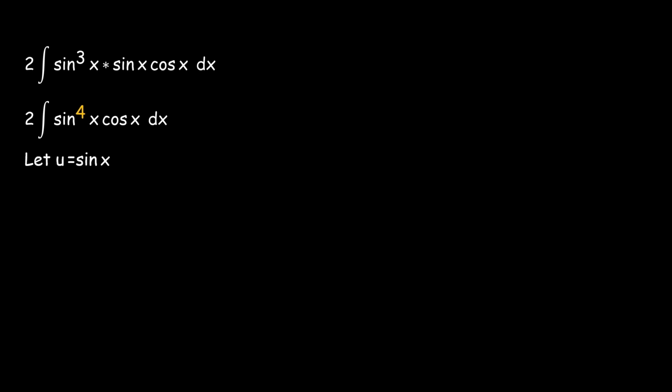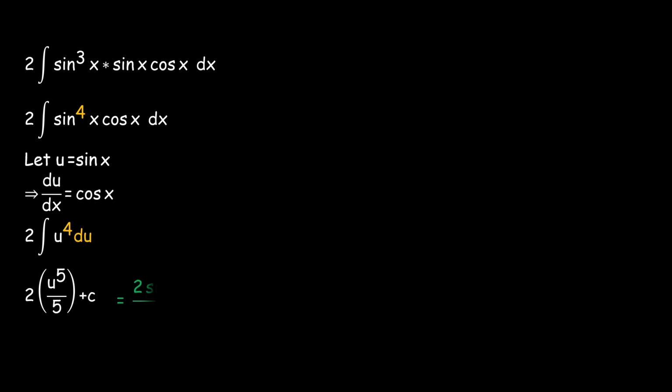Now, we let u be equal to sine x. As always, we're trying to simplify. This will give us du by dx, which is cos x. Hence, we have the integral of u to the power 4 du. This would be u to the power 5 over 5, and hence 2 sine to the power 5 x over 5 plus c.